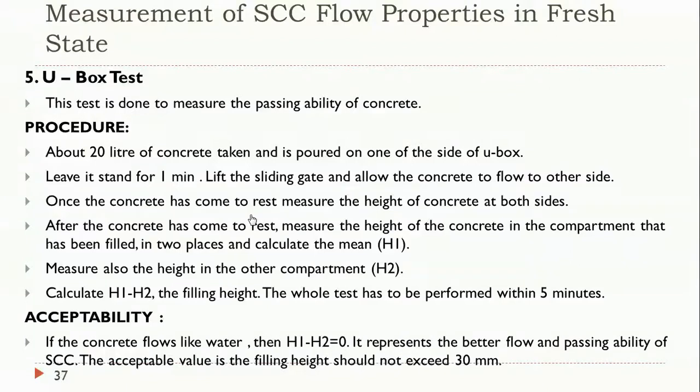When you measure the height between two compartments, the acceptable value should not be more than 30 mm. If h1 minus h2 is 0, then it represents better flowability and passing ability of the self-compacting concrete. It gives good flowability and passing ability, just like the J-ring test that we did. It measures both flowing and passing ability of the self-compacting concrete if both compartments have the same height, or the acceptable value is 30 mm.